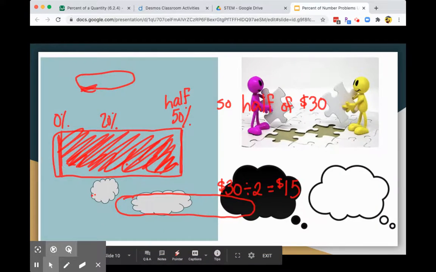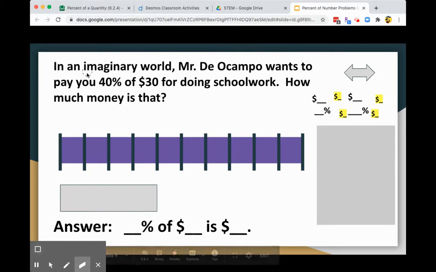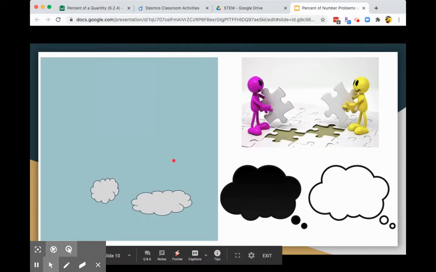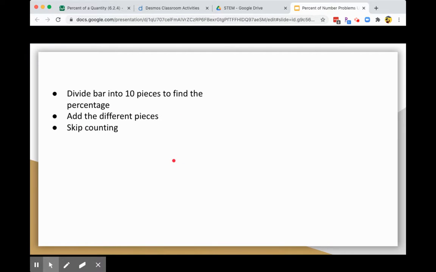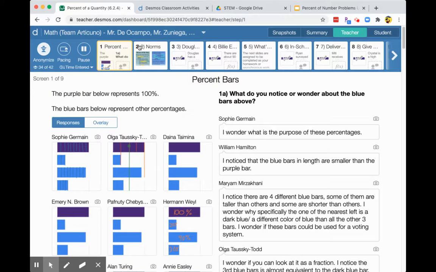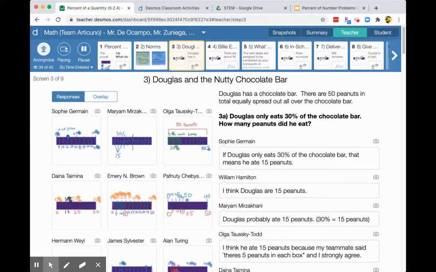Now, 50% is relatively easy because it gets harder when we talk about things like 40%. Okay, so now it's getting a bit complicated. We did talk about this kind of problem, and we're also practicing these kinds of problems in breakout rooms. So now I'm going to go straight to what we did in this assignment. Number 2 is just norms, but number 3 is what we're going to work on together.